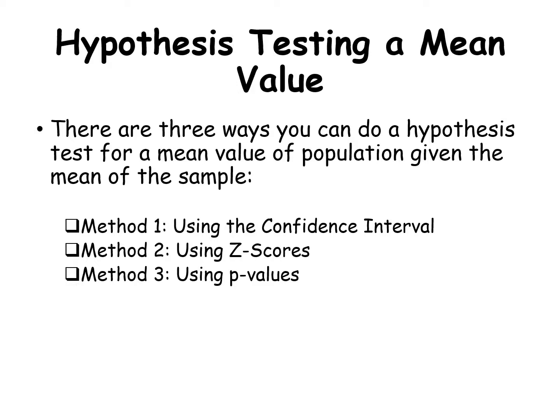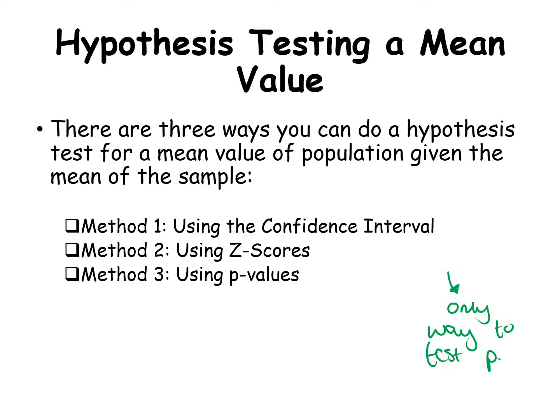So hypothesis testing of a mean value. Looking specifically at the mean as a parameter, there are 3 methods: using the confidence interval, using z-scores, using p-values. And if we want to test for p, and remember, p is the population proportion, this is the only way to test p. So we only have one method. So 3 methods for testing the mean, but only 1 for p.